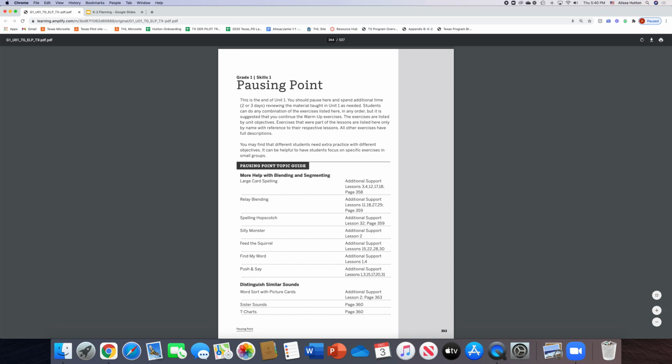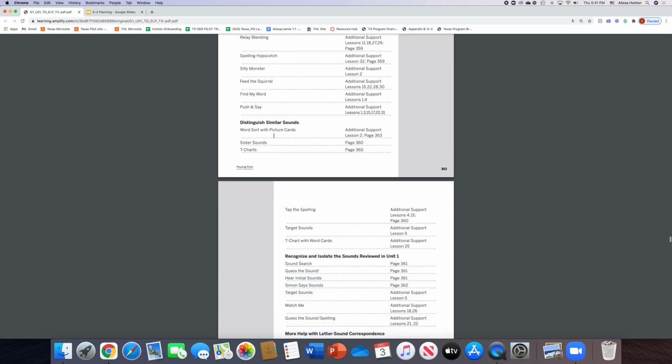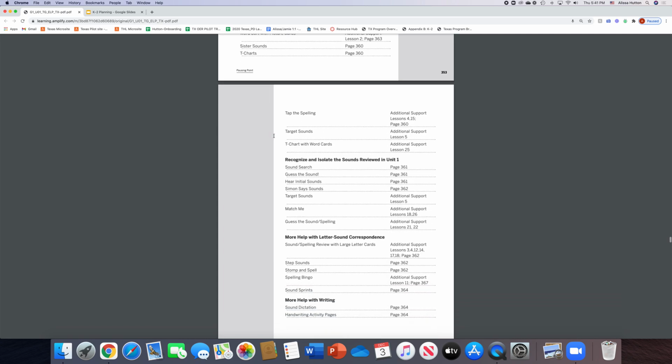Just as we saw with the teacher resources, you will notice the pausing point section of your teacher guide is a wealth of information and activities provided for you. The exercises that are included in the pausing point component are listed by unit objectives. This makes it easy for you to scroll through all of the different activities that are included to really meet the specific needs of your students.